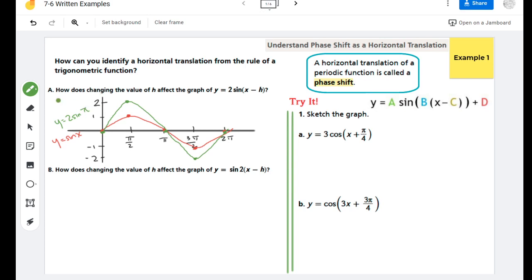So now let's talk about h. Let's assign a value for h. You know what? I'm not going to assign a value for h. I'm going to call h some portion of pi. For the sake of graphing, I'm going to call h pi over 2. So when I subtract that pi over 2, what we're doing is we are taking these anchor points and we are moving them over by pi over 2.